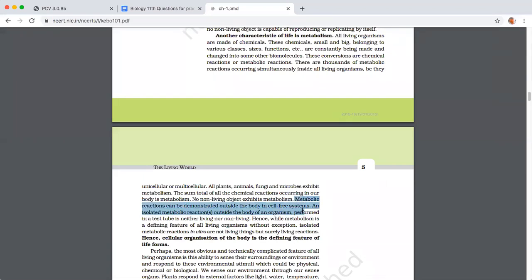Metabolic reactions can be demonstrated outside the body in cell-free systems. An isolated metabolic reaction outside the body of an organism is performed in a test tube. Hence, while metabolism is a defining feature of organisms without exception, isolated metabolic reactions are not living things but are surely living reactions. So you have to explain why it is not a living thing, but just living reactions.